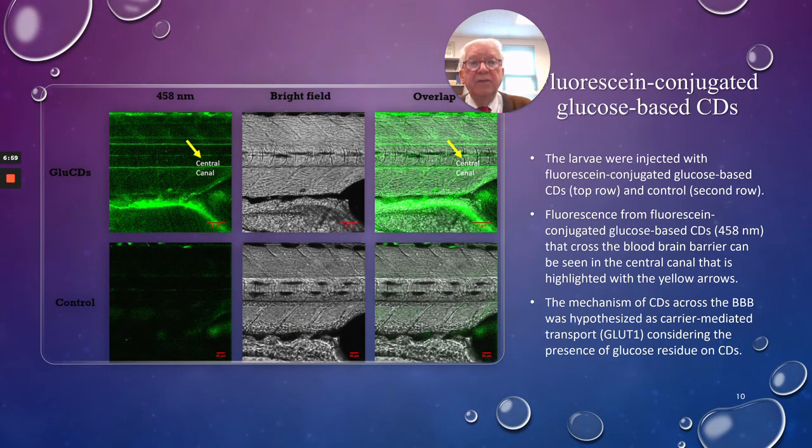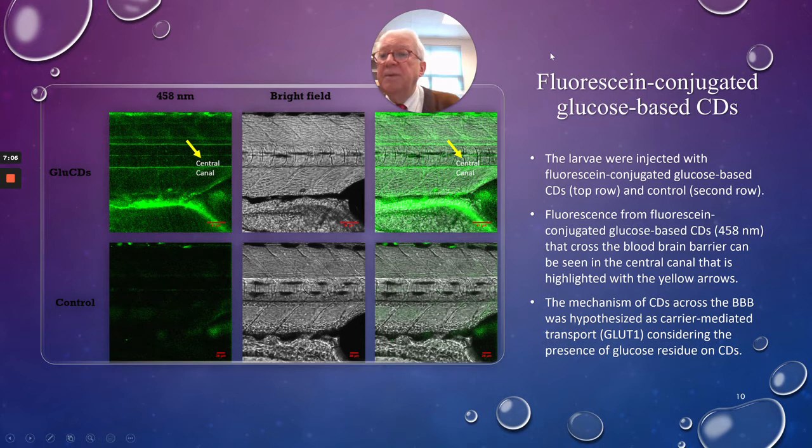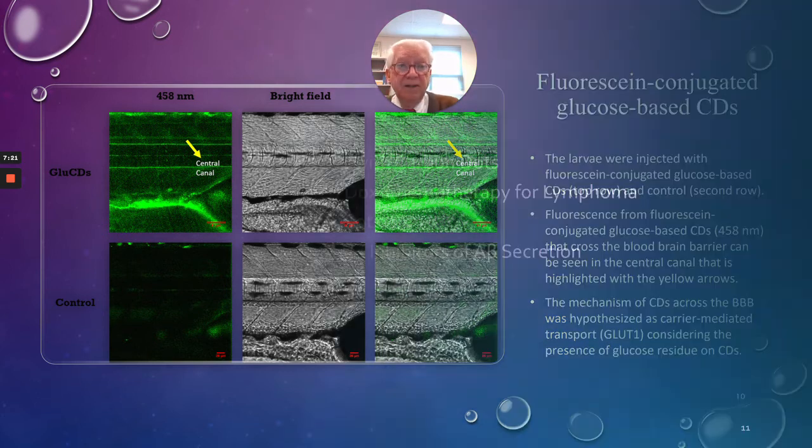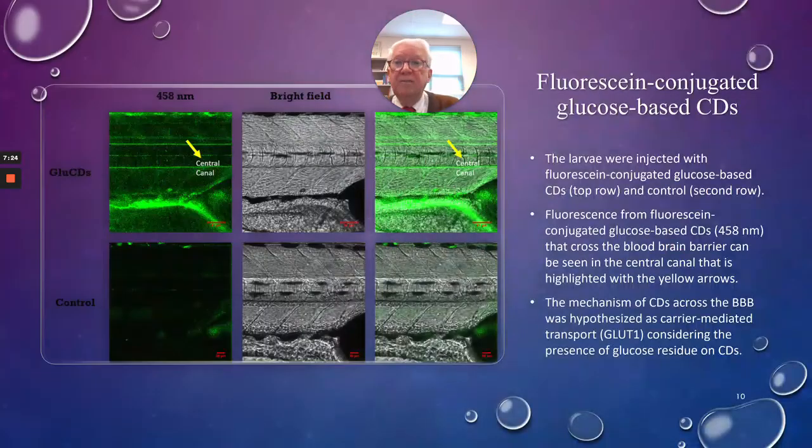we are able to conjugate fluorescein. Why? Because we want to see if our nanoparticle crosses the BBB, and on the top left side, the top image, the central canal is shown with the passage of our nanoparticles into the BBB. And this is very, very important, because it shows the passage or the presence of the nanoparticle in the central canal. That means we have already crossed the BBB.